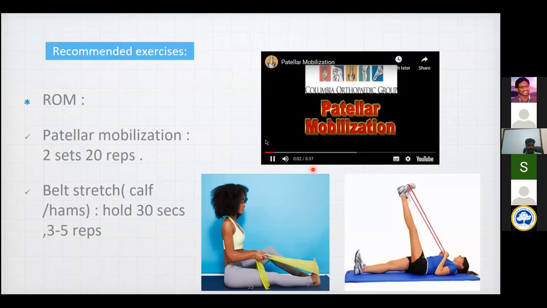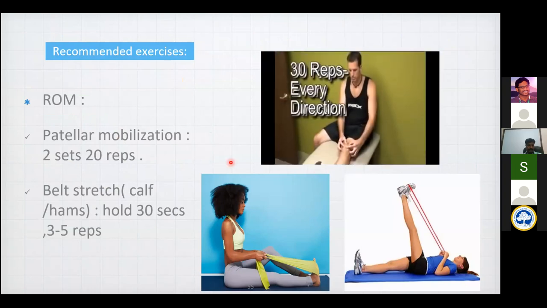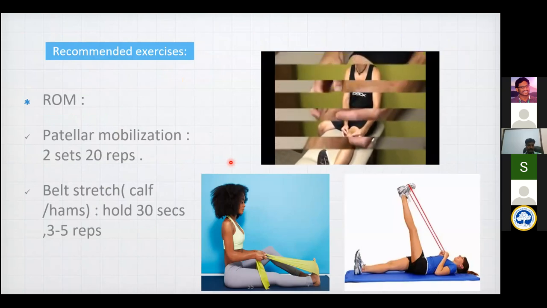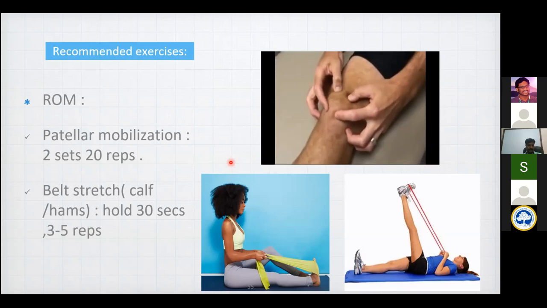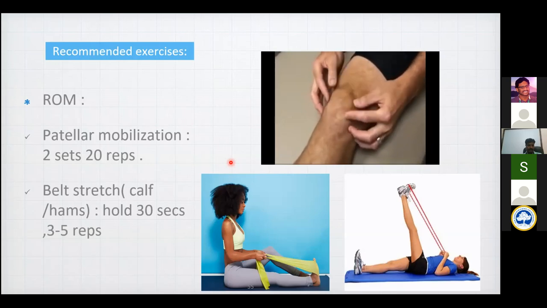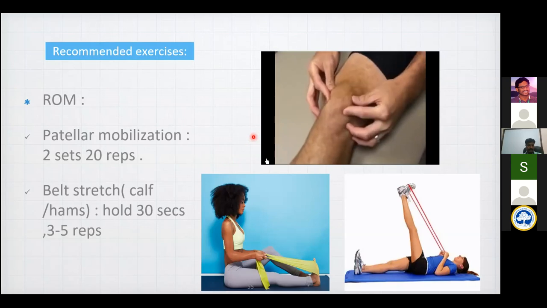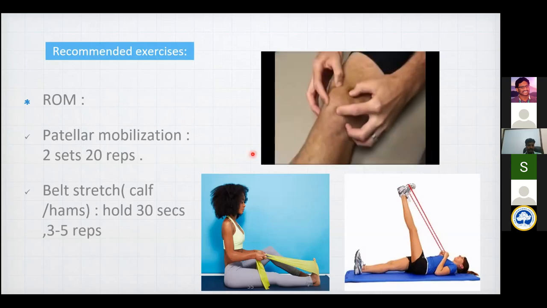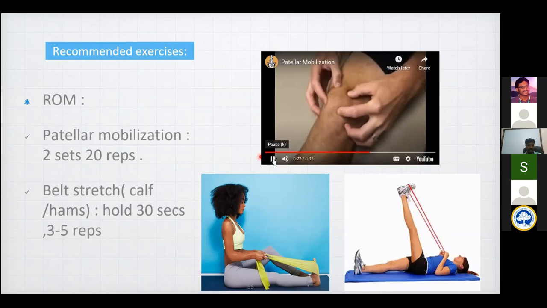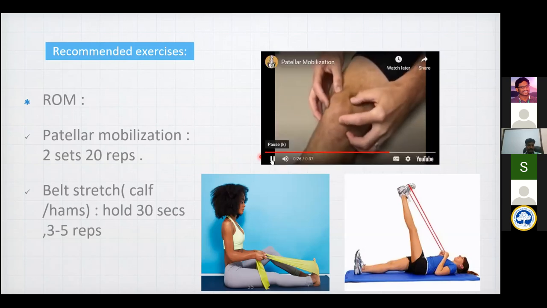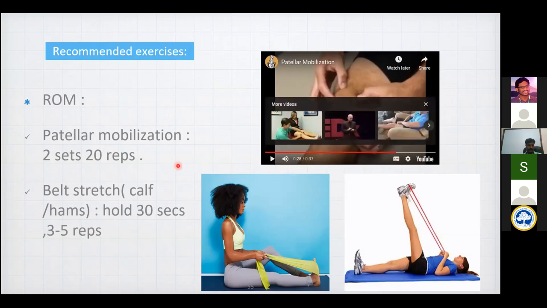Welcome to patellar mobilization. This is an exercise you will do 30 reps in every direction. When we say every direction, that means up and down and also side to side. You'll want to do this 3 times a day, going both up and down, as you see right there, and side to side as well. 30 reps, 3 times.